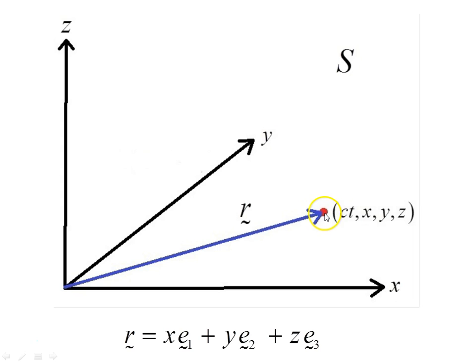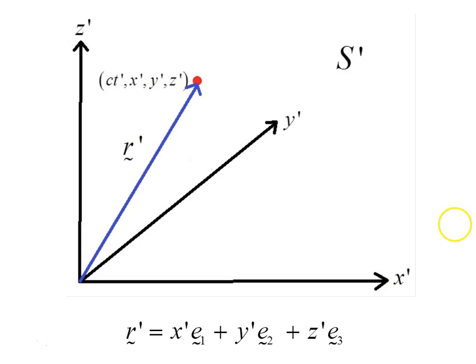So here's the event, here's a position vector r to that event, and the position vector is given by x e1 plus y e2 plus z e3. So that's a position vector from an observer in frame S, and it records an event, the flash of a light bulb or a firecracker going off, or some event.